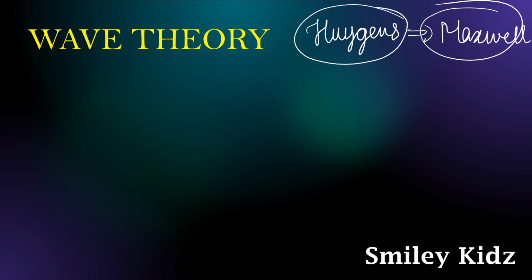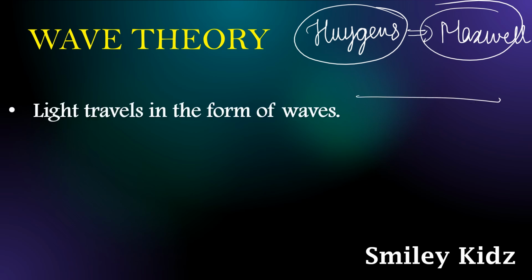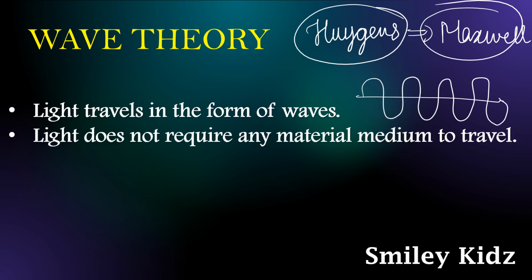Now, what is wave theory actually telling us? First thing it tells is that the light travels in the form of waves. Second thing we should know about wave theory is that light does not require any material medium to travel. That is, it can easily propagate through vacuum as well with a high velocity of 3 x 10^8 meter per second.